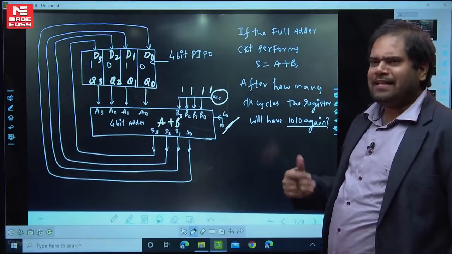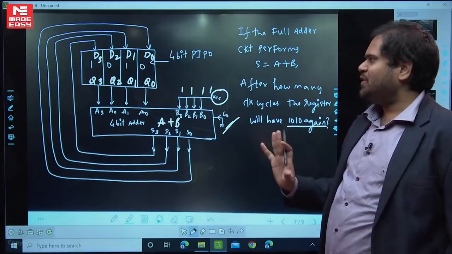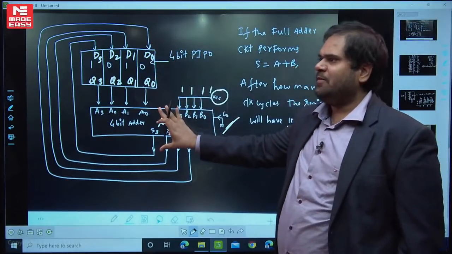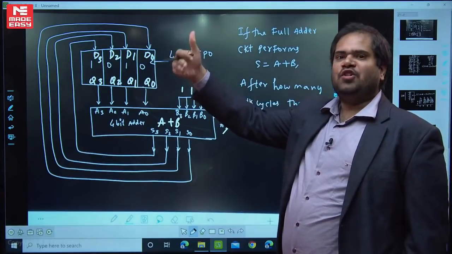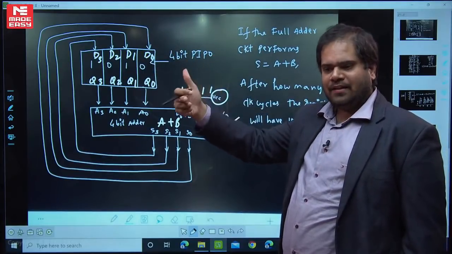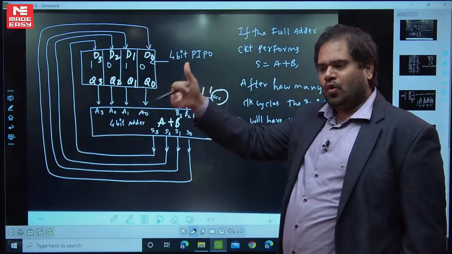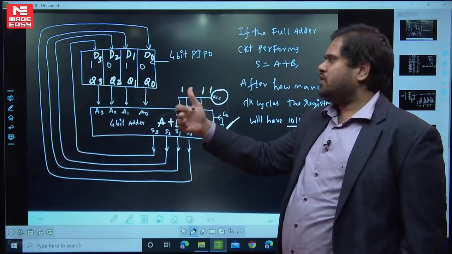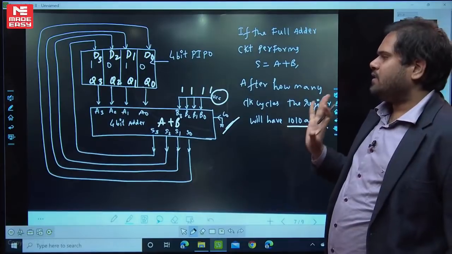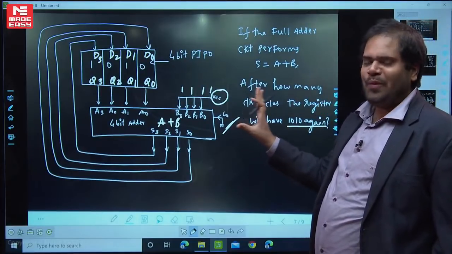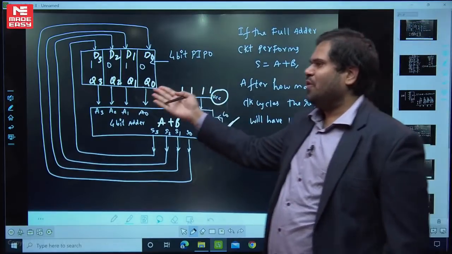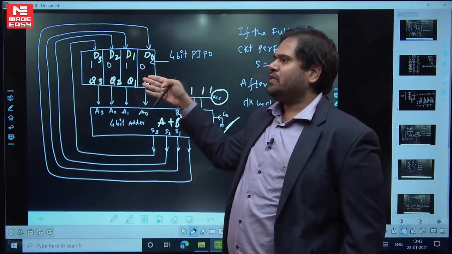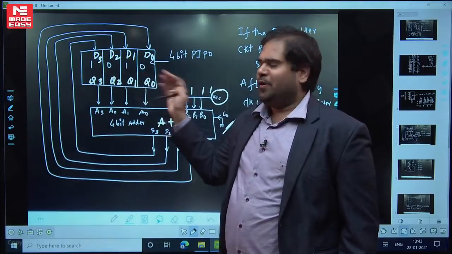So let's understand what is going to happen. This is a simple question. A PIPO is given, a full adder is given. He is asking: initially 1010, after how many clock cycles will it become 1010 again? To complicate things, I gave it like this. PIPO means, as all of you know, parallel D flip-flops. This is the D value, this is the Q value.